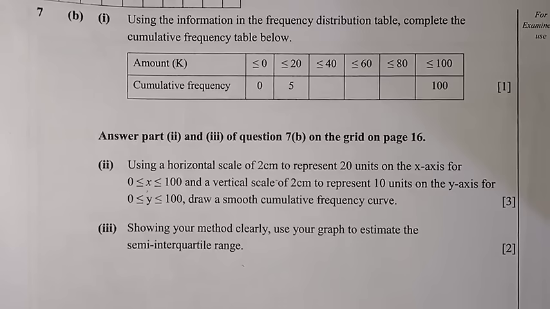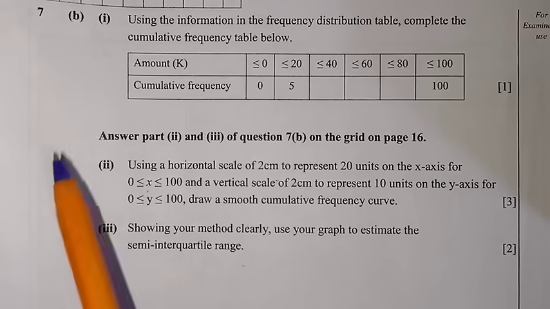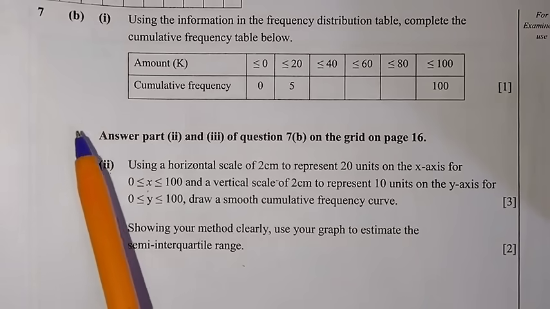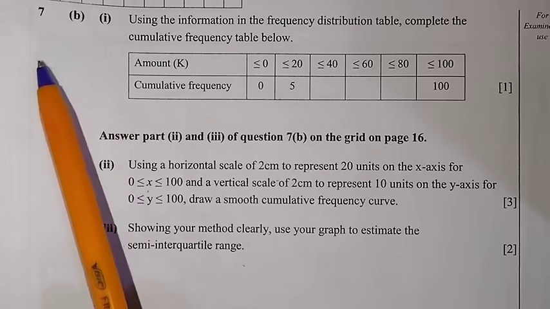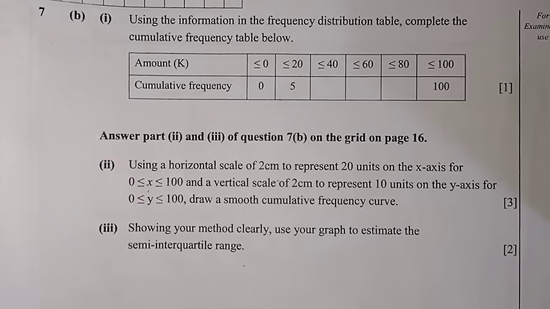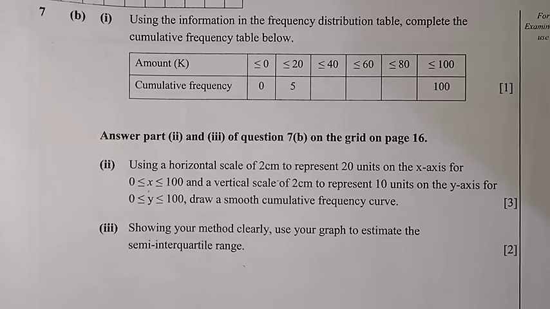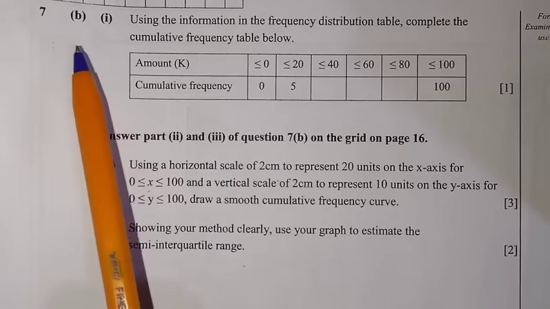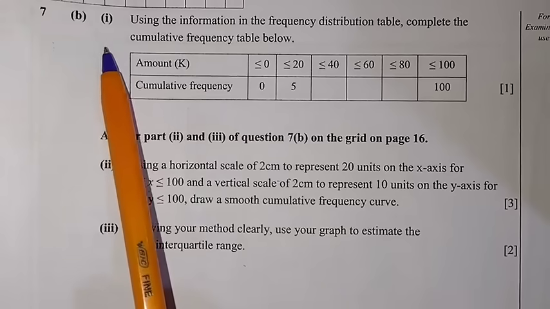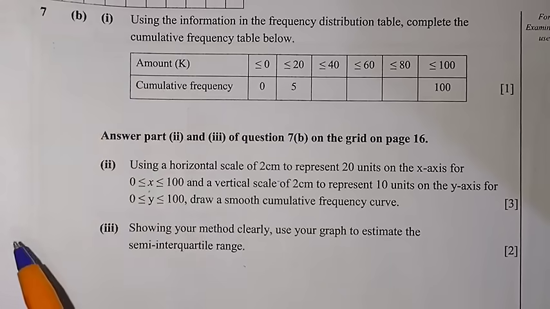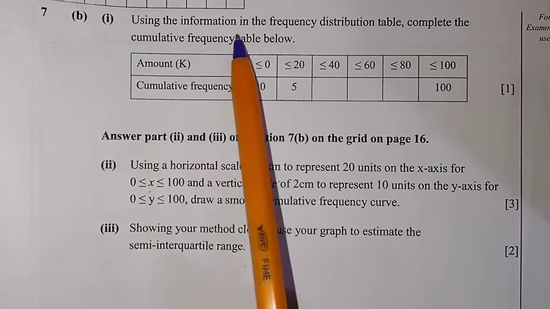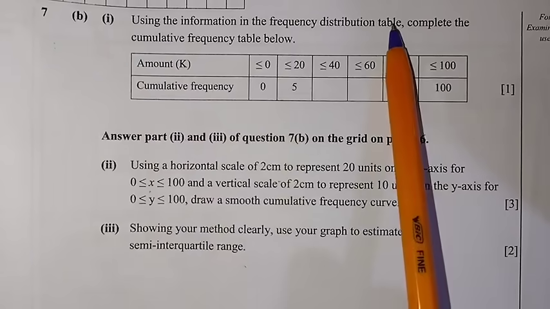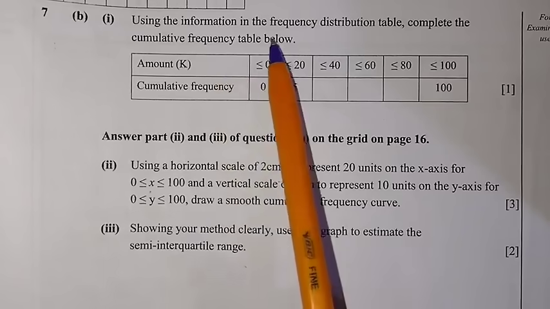So we are still answering mathematics paper 2 for 2025, and this is our question 7B. This is a question coming from statistics. We have already answered question 7A, where we calculated the standard deviation using two methods, the formula method and the table method. Now we are answering question B1 right here, where we should draw the cumulative frequency curve. So question B1 reads, using the information in the frequency distribution table, complete the cumulative frequency table below.